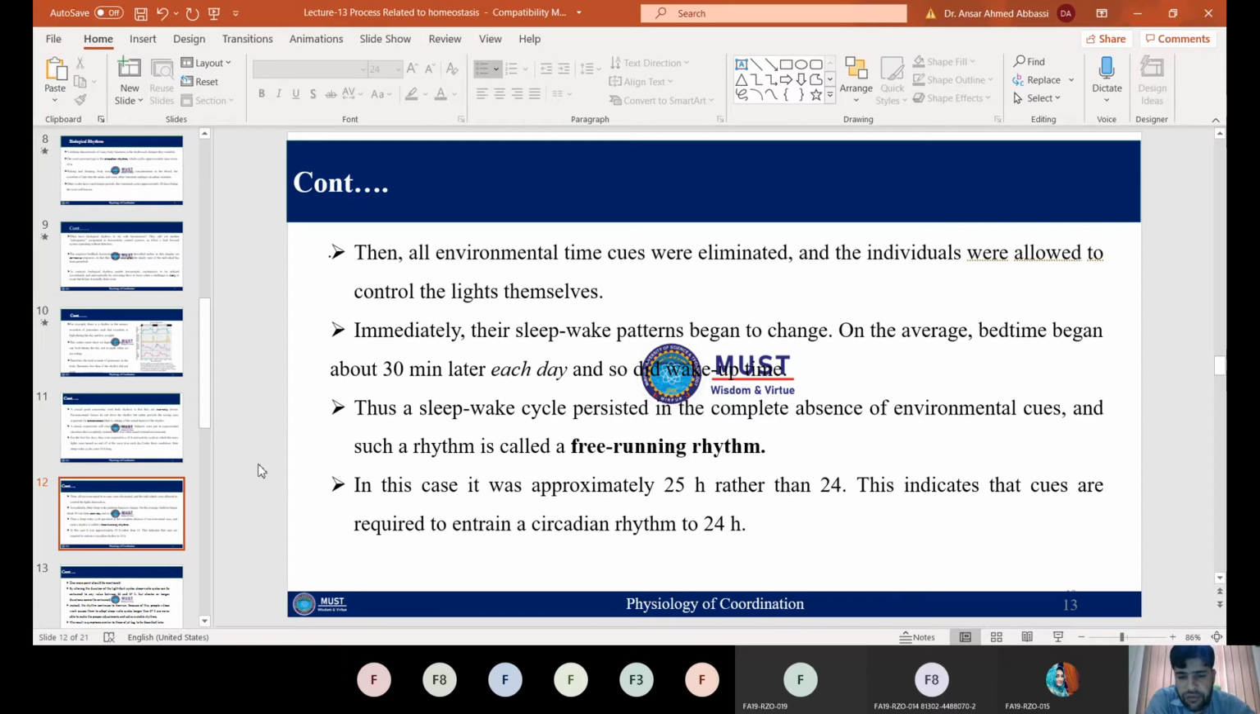It means that cues are required to entrain a circadian rhythm to 24 hours. If we want to fix a rhythm to 24 hours, we have to fix the cues, in this case the room lights. If we fix the timing of switching the room lights off and on, then our biological rhythm will be fixed to 24 hours. But in the case of free running rhythm, there are no fixed cues that entrain it. So in that case, your biological rhythm may shift to 25 hours.